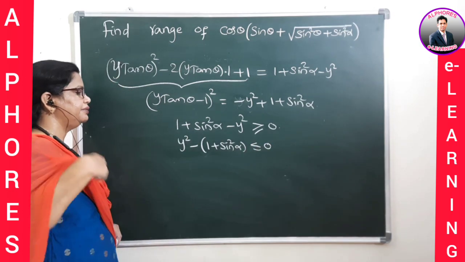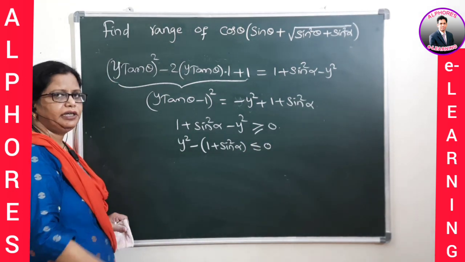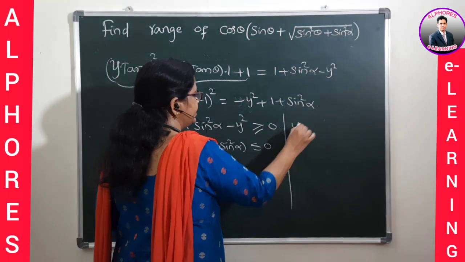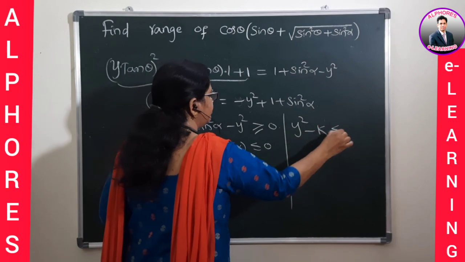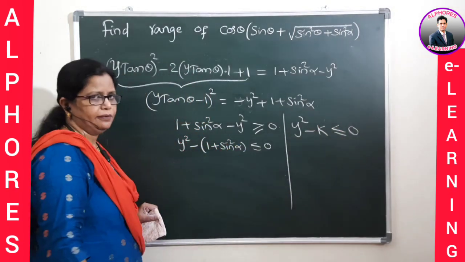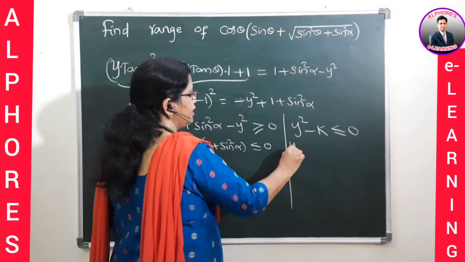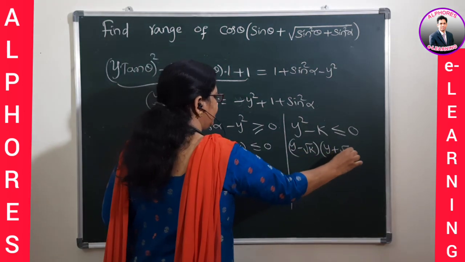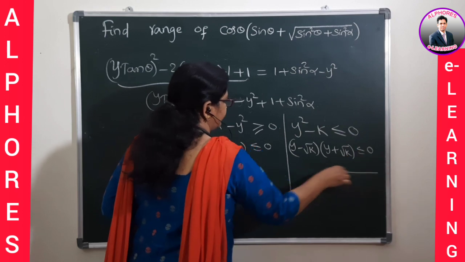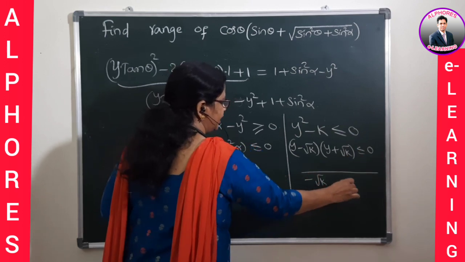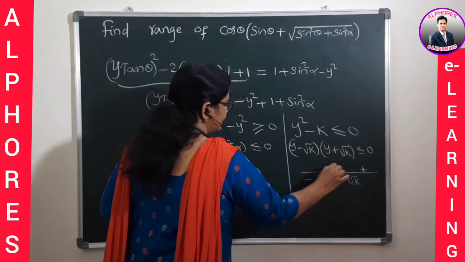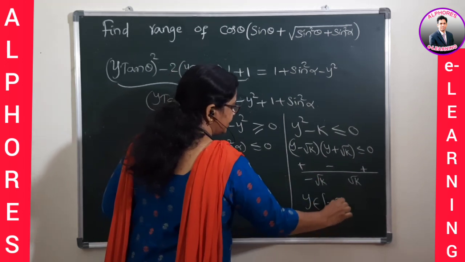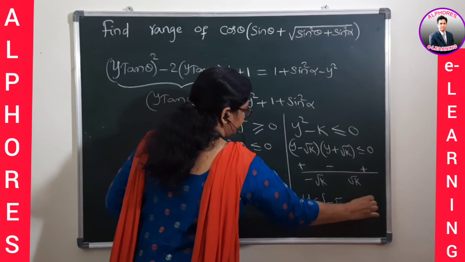Now students, all of you know very well the wavy curve approach. If I write y square minus k, of the form less than or equal to 0, then what is the meaning here? y minus root k into y plus root k less than or equal to 0. Then this is minus root k and it is plus root k, with plus, minus, plus signs. Then y belongs to the closed interval minus root k comma root k.